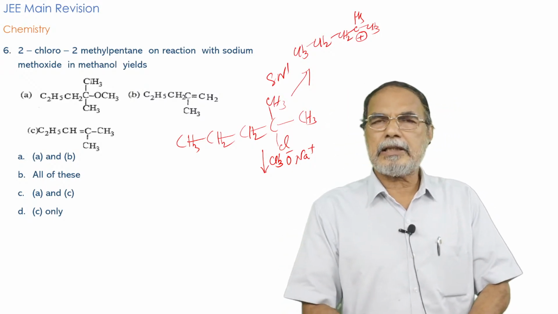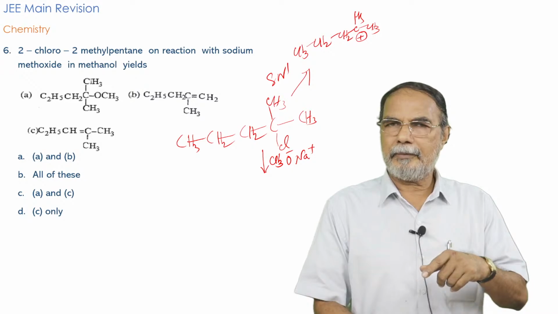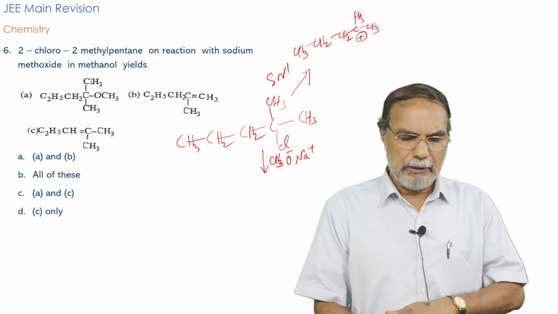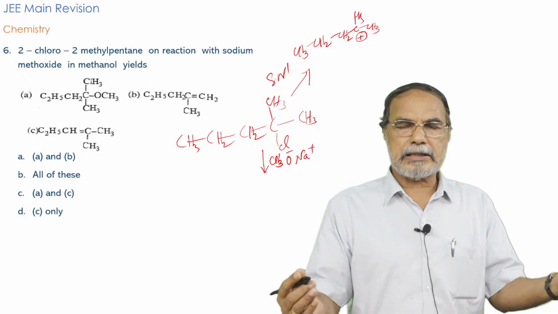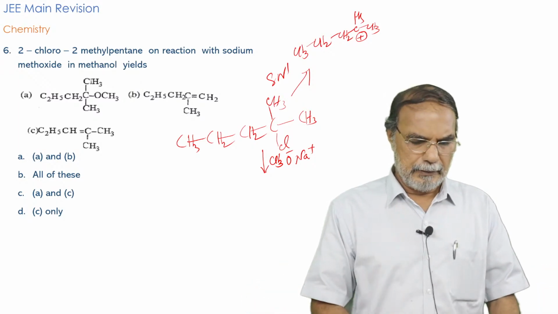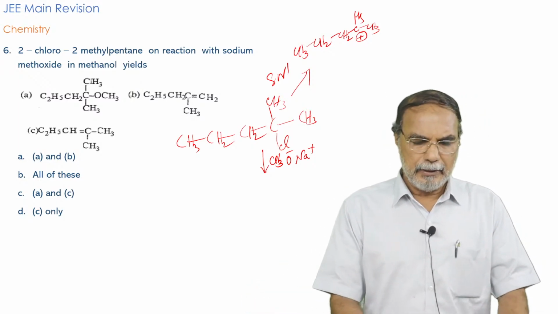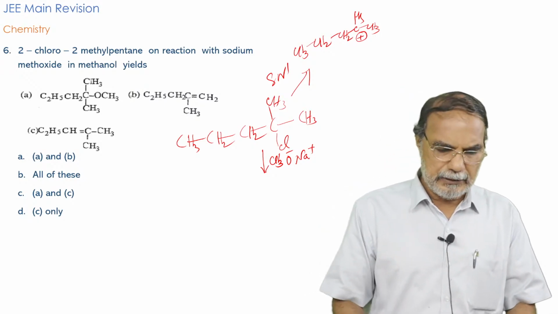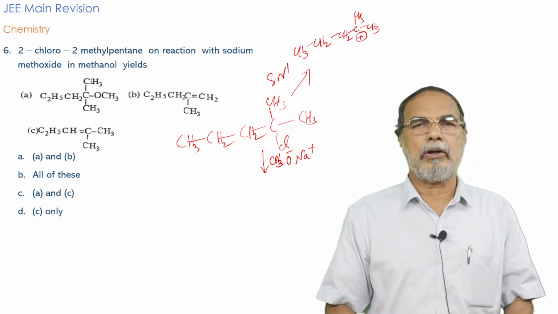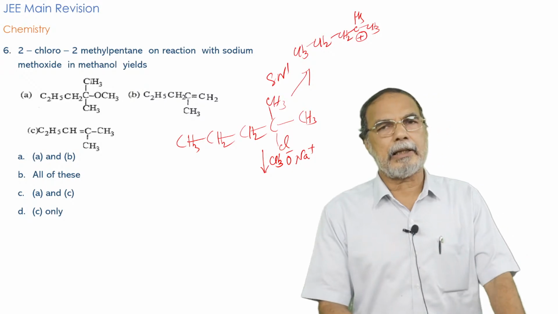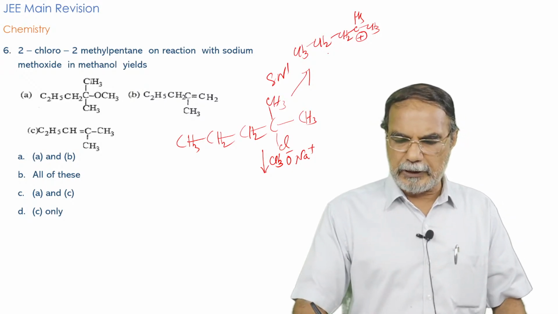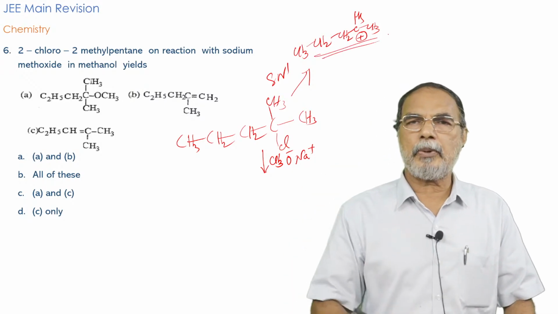The question doesn't focus on the major product. You have to understand the question very clearly. The question is, yields what all products? In the choice, it is A and B, and B, all of this, C, A and C, and D, C only. Let us see what is the correct option. So in this case, this carbocation is formed. I told you, this is a carbocation that is formed.